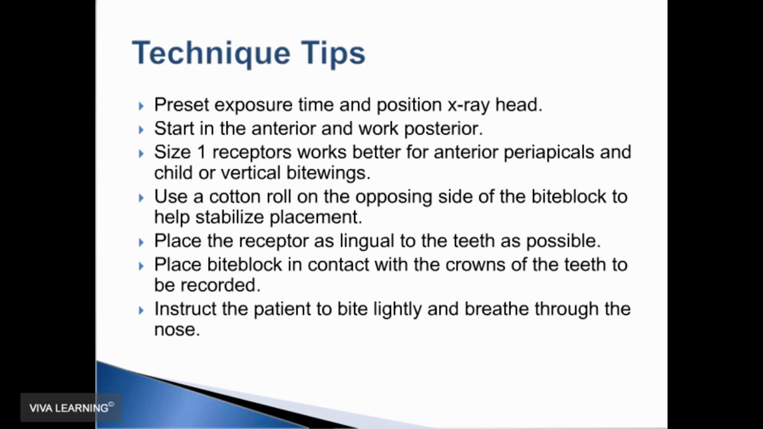We all have our preference in terms of order, but I would recommend that you start in the anterior and then work posteriorly. This is a little bit easier for the patient to adjust to the placement in their mouth and become accustomed to before moving towards the posterior. This is what I find is most successful. Size 1 receptors work better in the anterior, especially if you have narrow arches or you're working on child patients or you're doing vertical bite wings in the anterior.